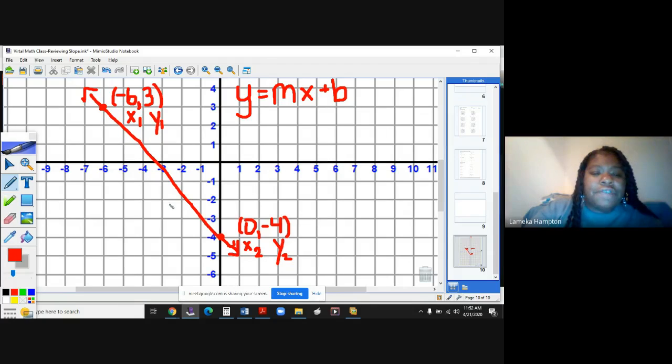I want you to find the slope for this particular line. Now, the good news is we know what kind of slope it is based on the picture. We know that it's a negative slope because our line is going down. Remember, if we're going from left to right, the further we go right and our line goes down, that is a negative slope. Okay, so I'm going to give you all a moment to find the slope.